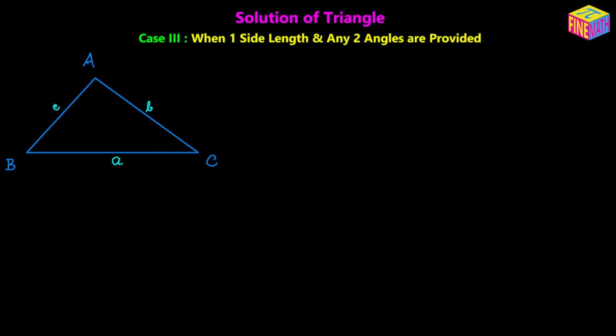Hi everyone, in this video we are going to see how to solve a triangle when one side length and any two angles are provided. Let's suppose we have a triangle like this, triangle ABC, as you can see in the diagram, where the side lengths are denoted by lowercase letters and the angles will be denoted by uppercase letters.